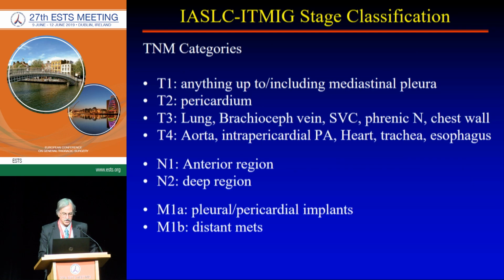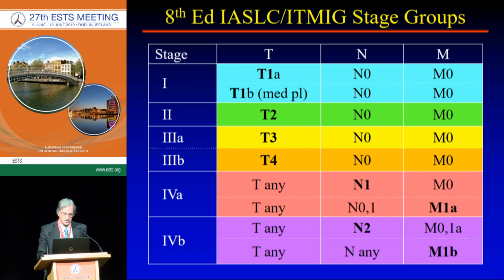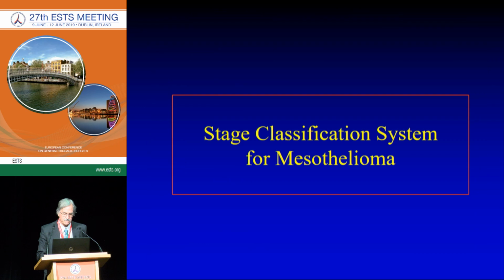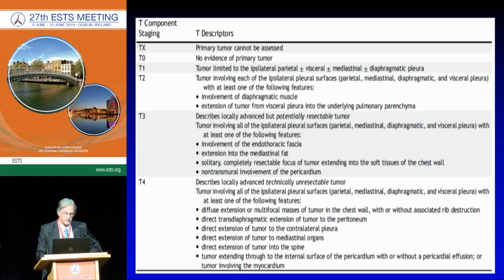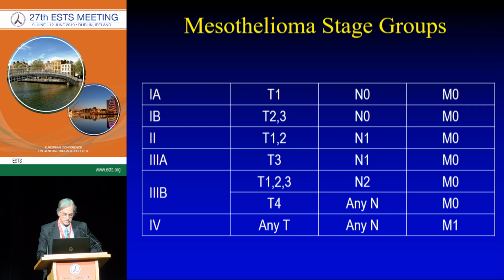Stage classification for thymic tumors, T3 involving the lung, T2 involving the pericardium, but T3, since the lung was involved, the pericardium is already included. There's a node map. These were N1 nodes. So this was T3N1. And then finally, stage classification for mesothelioma. This was an extensive tumor to start with, and there were some evidence of some nodes involved. And I'll finish there, I think.